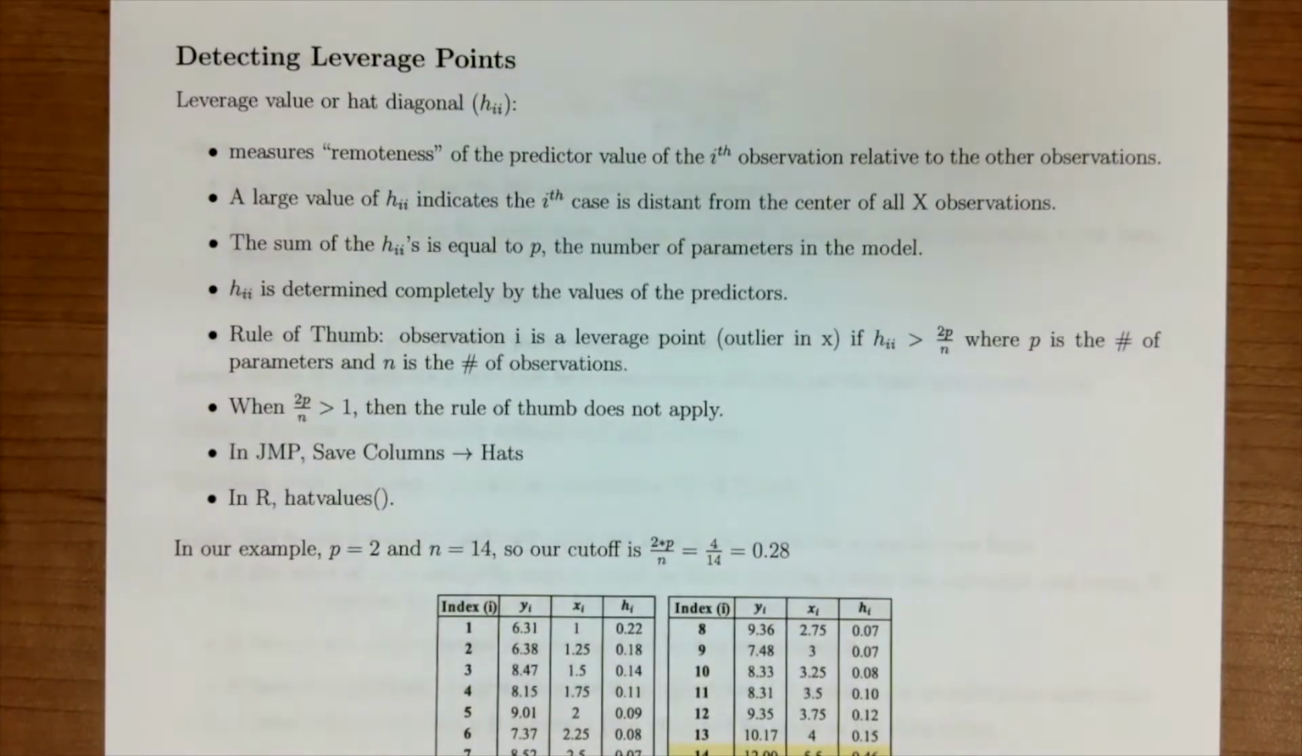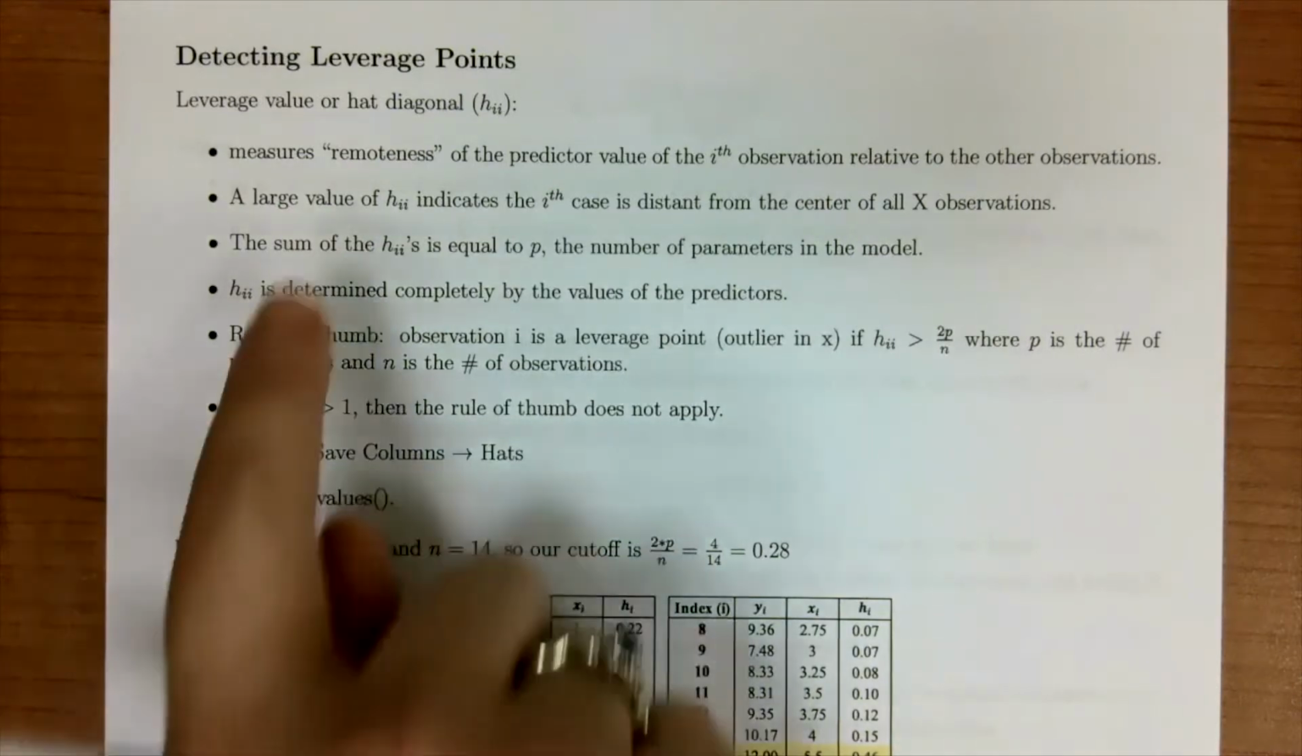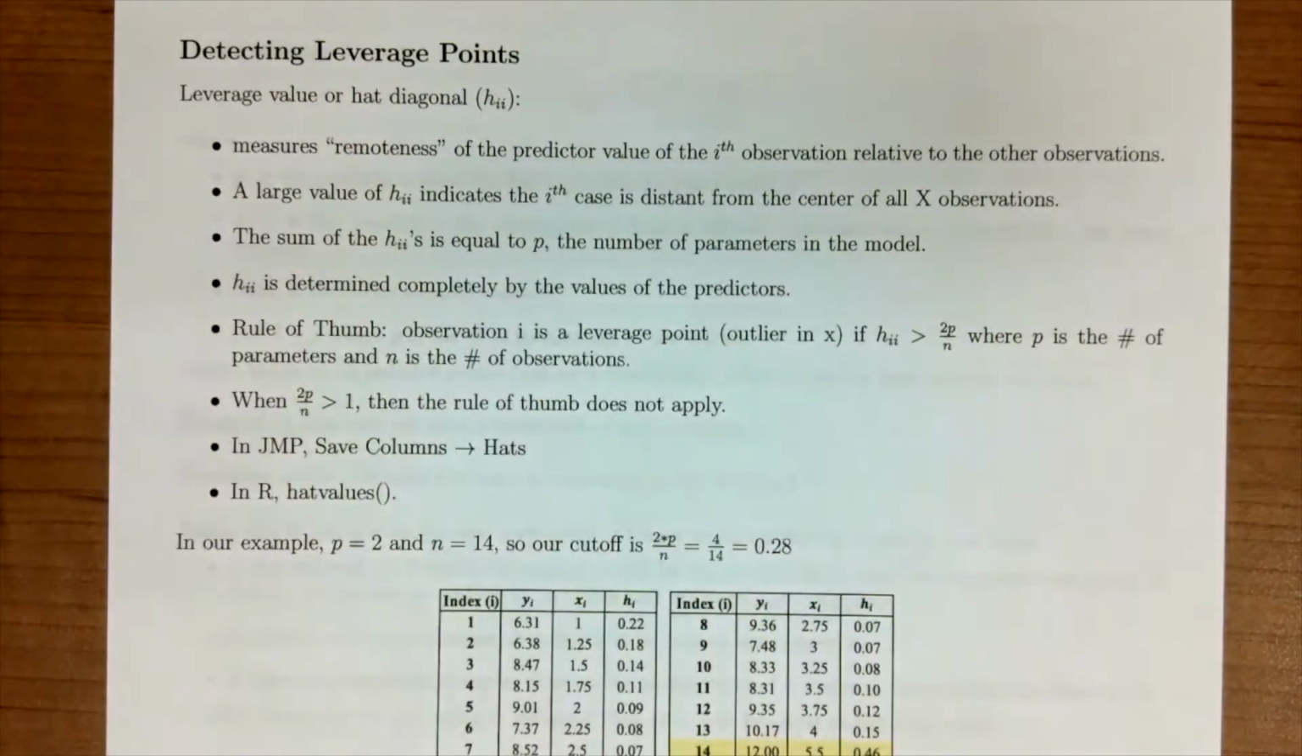The next outlier we're going to talk about is how do we detect leverage points. What we're going to do is use a value called the leverage or the hat diagonal. To detect high leverage, we're going to use this value, and it's going to measure the remoteness of the predictor value in the ith observation relative to the other observations.